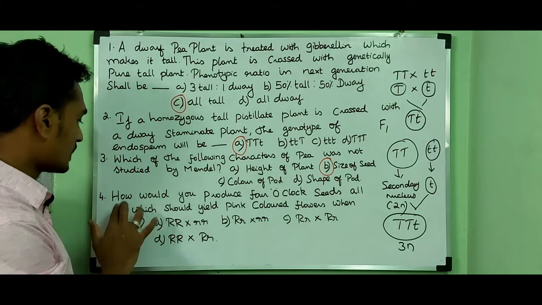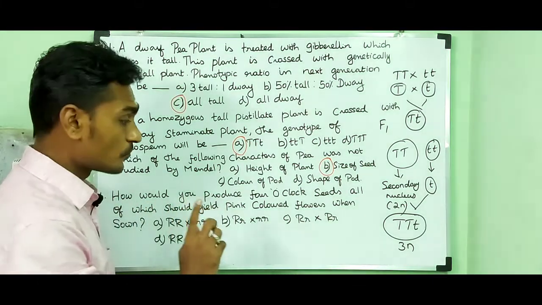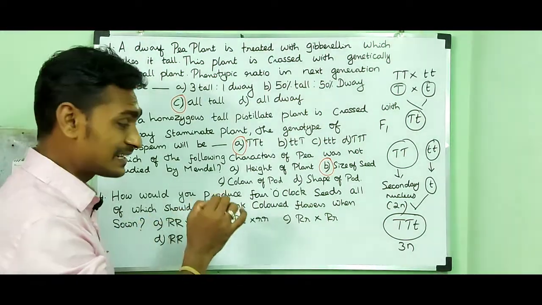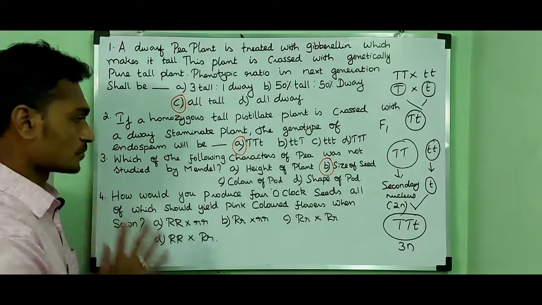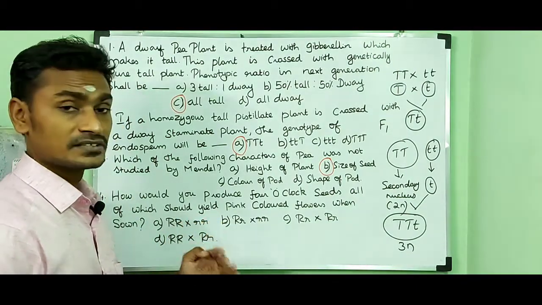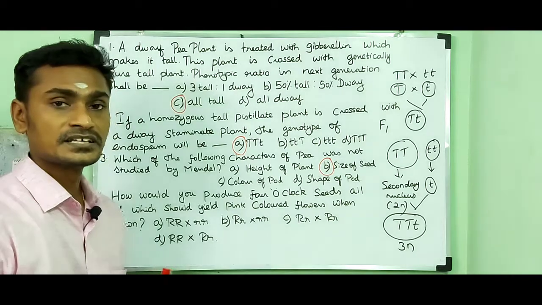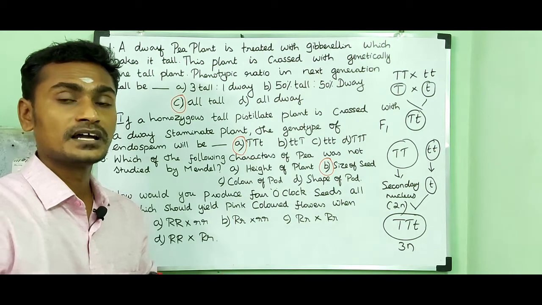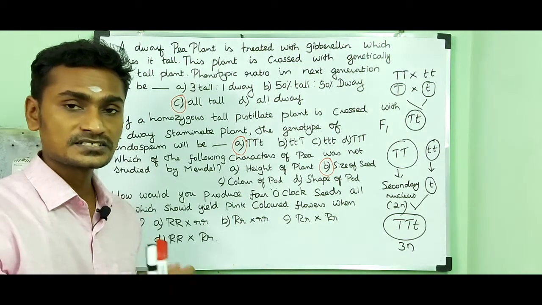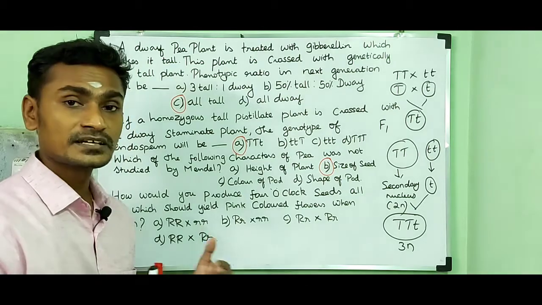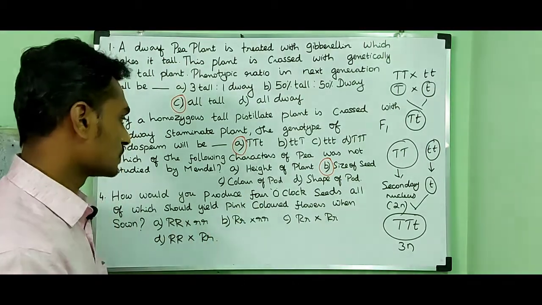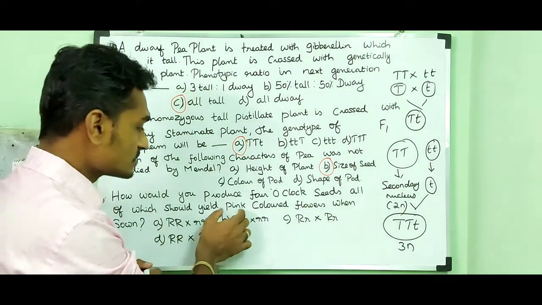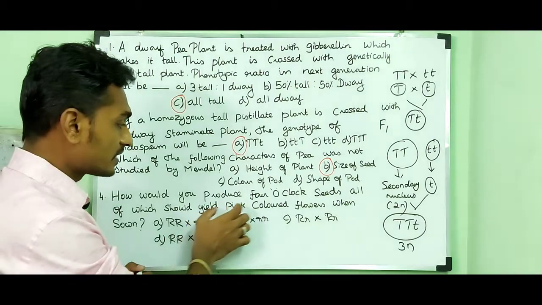Then the fourth question: how would you produce four o'clock seeds, all of which should yield pink color flowers when grown? It tells us the plant shows incomplete dominance. The dominant allele is not able to mask the recessive allele, so it shows the intermediate color pink. So we have to make a cross that produces all the young ones pink in color.